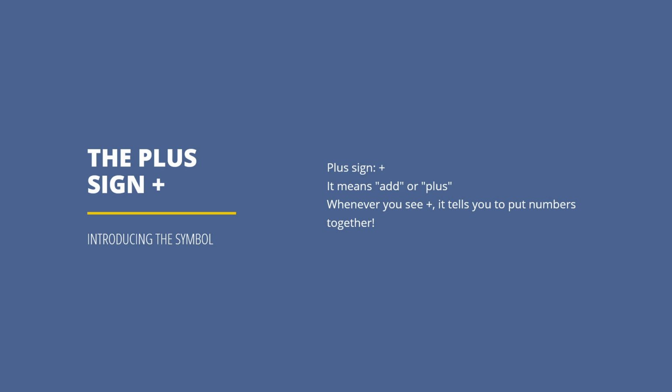We use a special symbol for addition. It is called the plus sign. It looks like this, plus. When you see this sign, it means you need to add the numbers together.